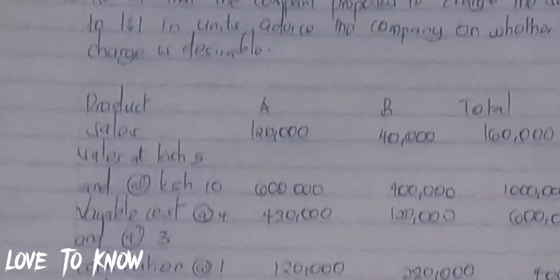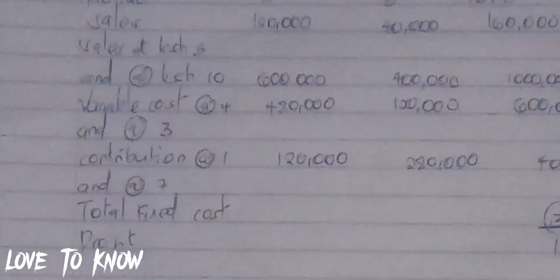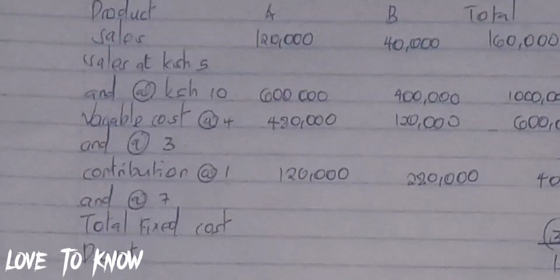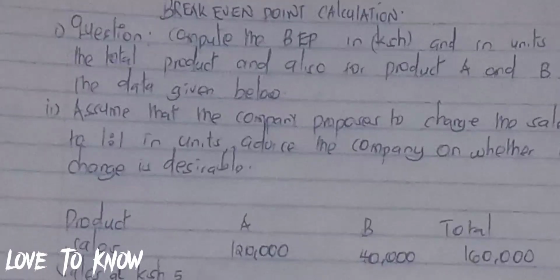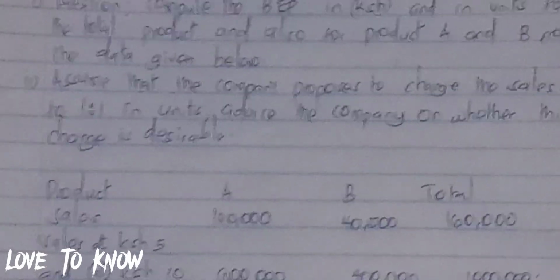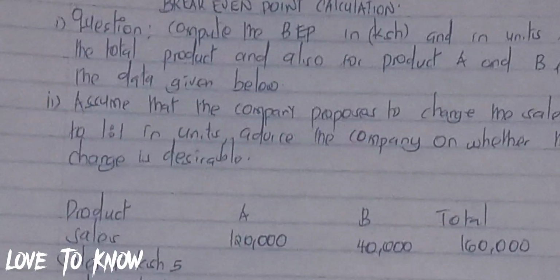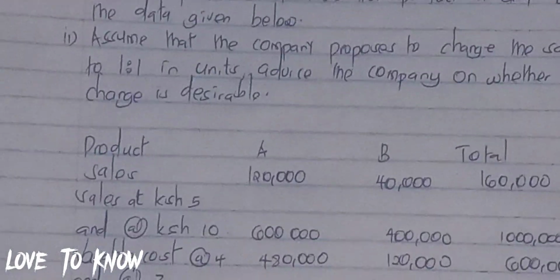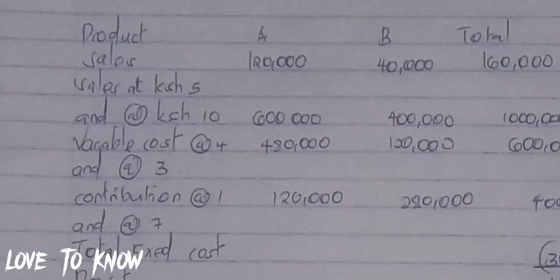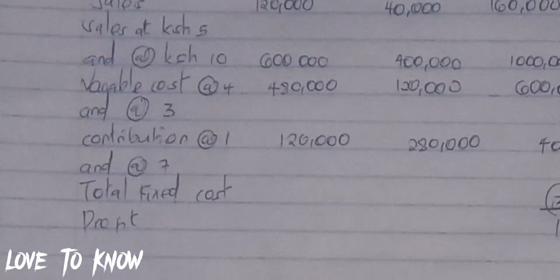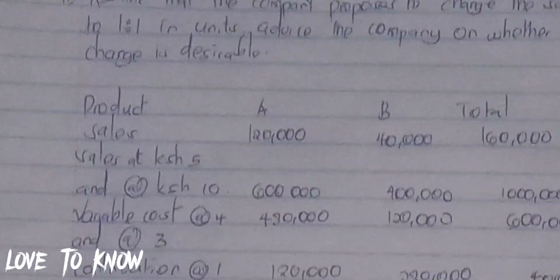We're going to discuss the mathematical calculation of break-even point. And here we have a question which reads: compute the break-even point in shillings and in units for the total product and also for product A and B. We have been given the details as the sales at the prices given, contribution, and the total fixed cost.